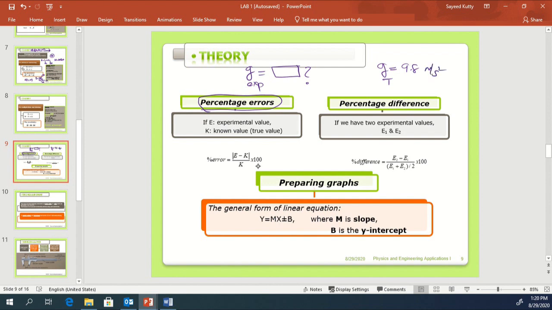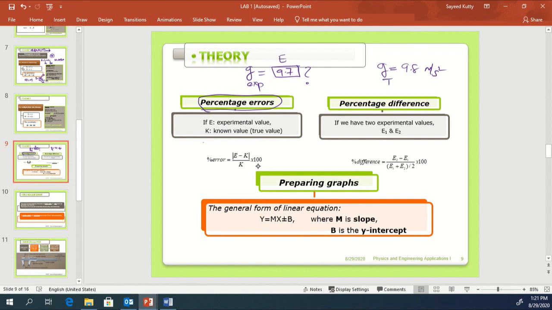Now, after you complete the experiment, imagine you get experimentally 9.7 meter per second square. So we can ask you how good your result is. That means we can ask you to calculate the percentage error in your experiment. So this is your experimental value and this is the true value. How much is this deviated? Sorry, not the percentage difference. We can ask you to calculate the percentage error in your measurement, in your experiment. So usually we will ask this.